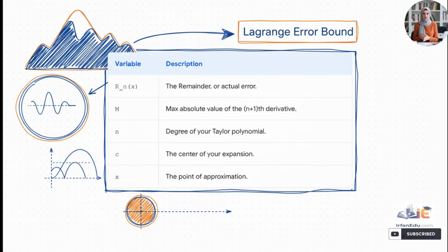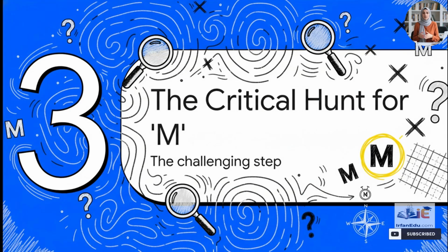Okay, let's be real for a second. Finding this M value, this is where most people get tripped up. It feels like the most challenging part of the whole process, for sure. But here's the good news. There's a clear 4-step recipe you can follow every single time. It's not guesswork, it's a system.